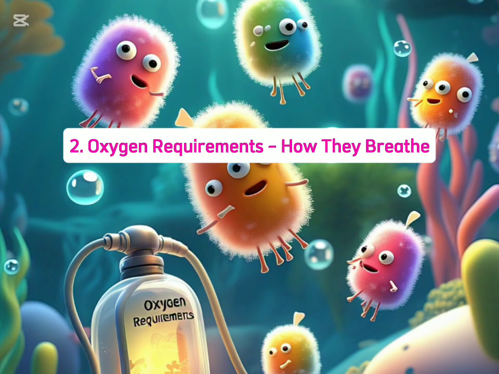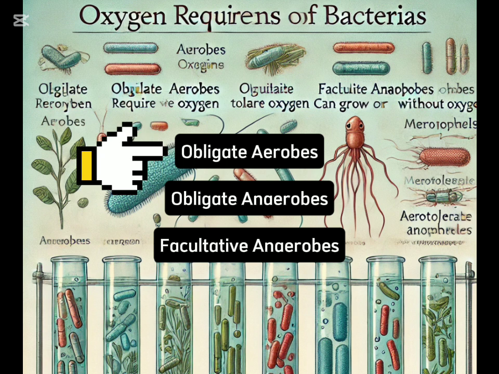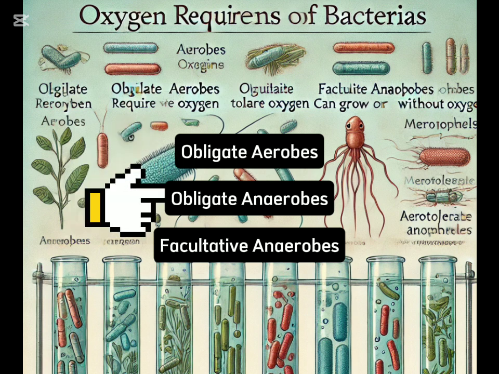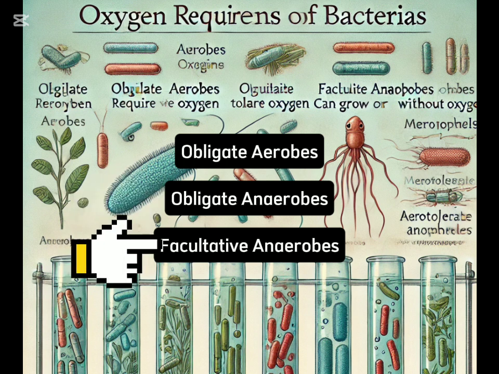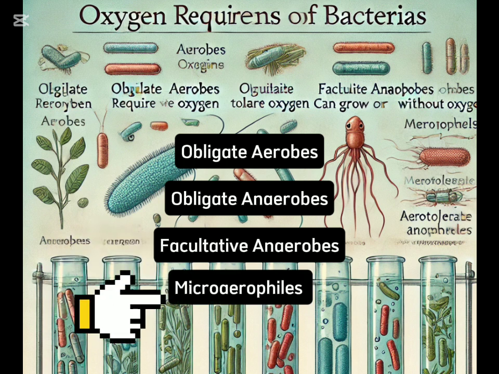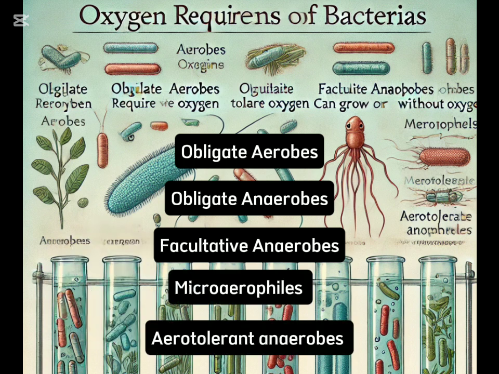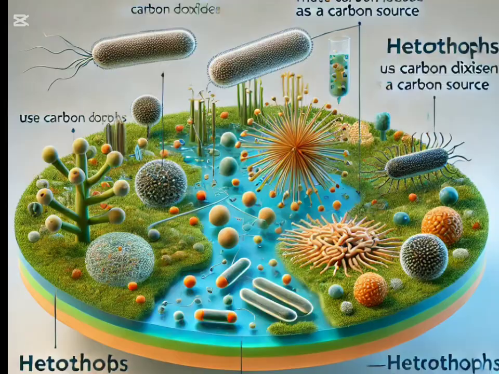Oxygen requirements. How do they breathe? Bacteria also differ in how they use oxygen. A. Obligate aerobes need oxygen to survive, just like humans. B. Obligate anaerobes die if exposed to oxygen, imagine being allergic to air. C. Facultative anaerobes can switch between oxygen and no oxygen, super adaptable. D. Microaerophiles like a little oxygen but not too much. E. Aerotolerant anaerobes don't use oxygen, but they don't mind if it's around.